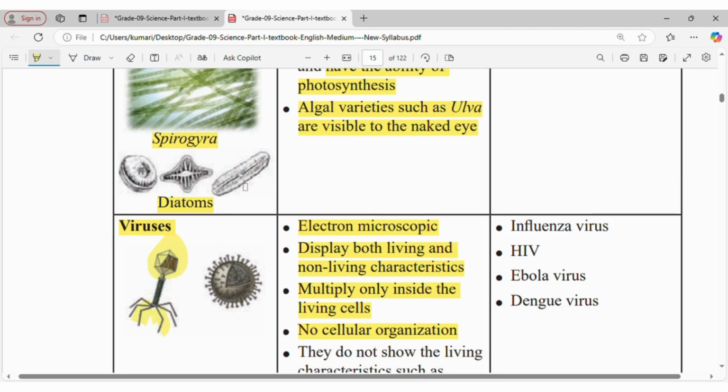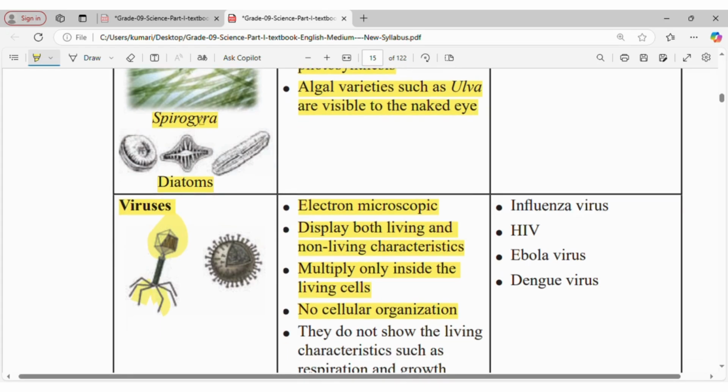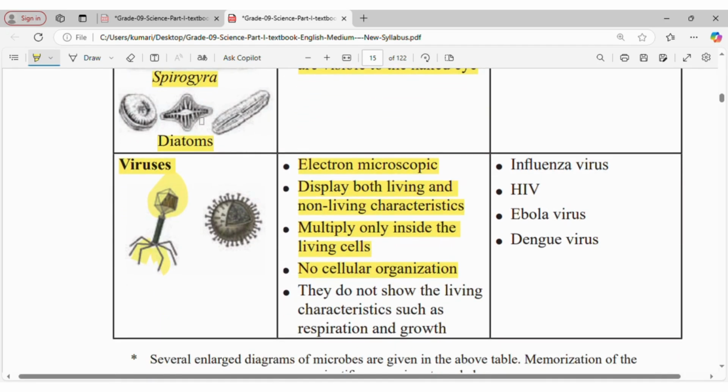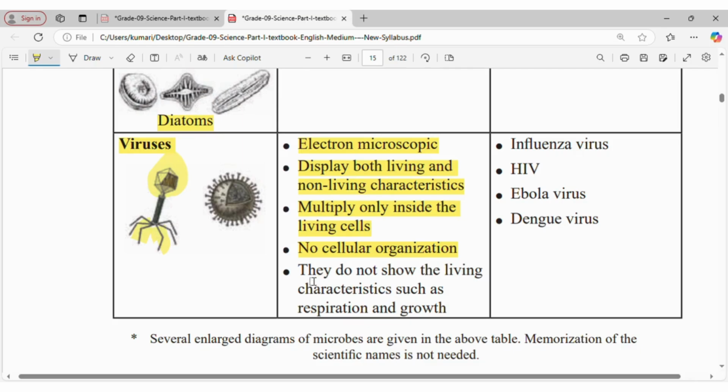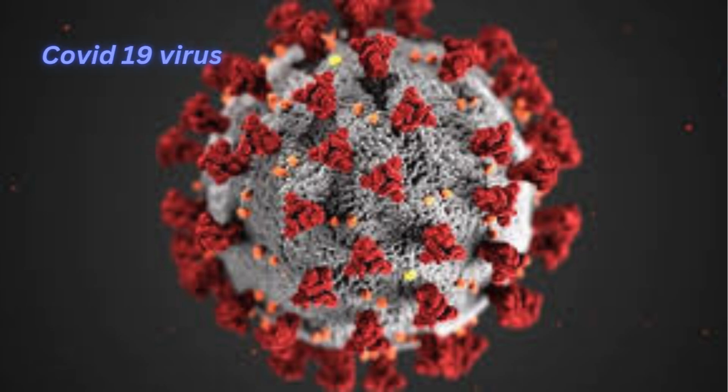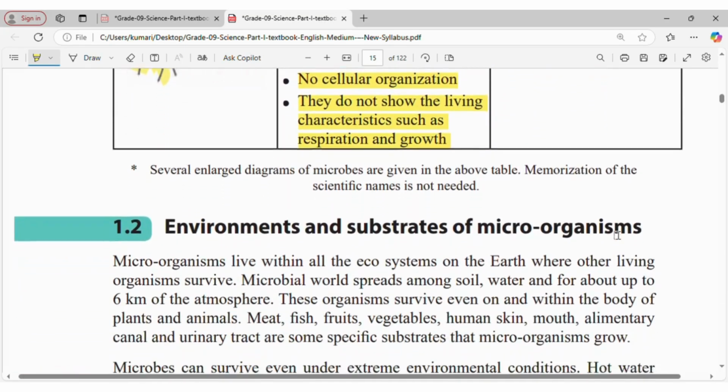No cellular organization. So diatoms, Spirogyra, Chlamydomonas, all the microorganisms we discussed above have a cellular organization, at least one cell, but viruses don't have. So that's some kind of thing that cannot be described. They do not show the living characteristics such as respiration and growth. The only living characteristic the virus shows is reproduction. Examples for virus: influenza virus, HIV, Ebola virus, dengue virus.